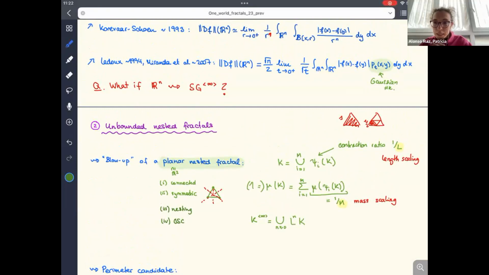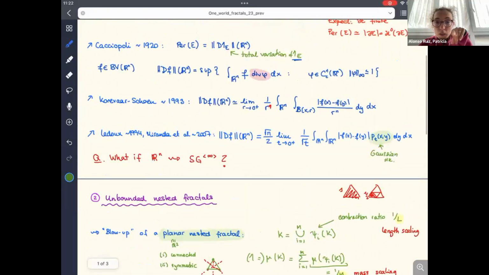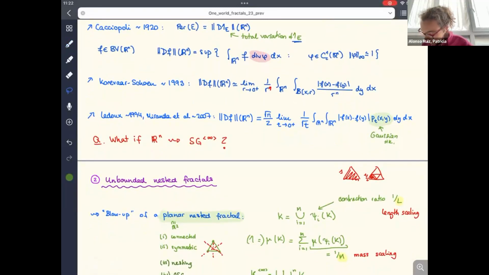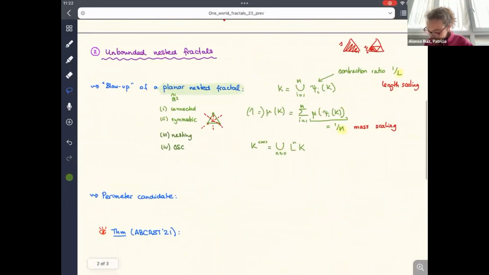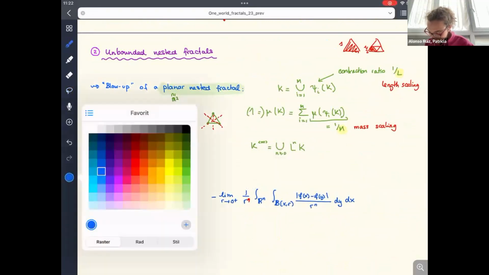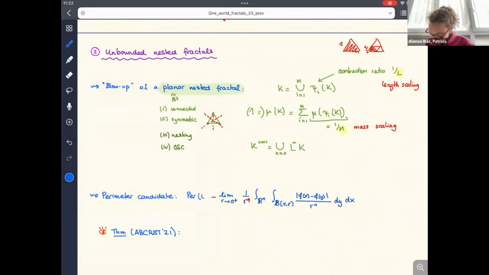So for the perimeter, remember that Caccioppoli said the perimeter is the total variation of the indicator. So we're going to plug an indicator into this definition by Korevaar and Schoen, and then see what we do with the exponents. Let me copy and paste this. Let's copy what they did and paste it here. So my perimeter, or the candidate for the perimeter, is going to be, we don't know yet, but certainly we don't want to put this function, we want the indicator here. So let's put an indicator.